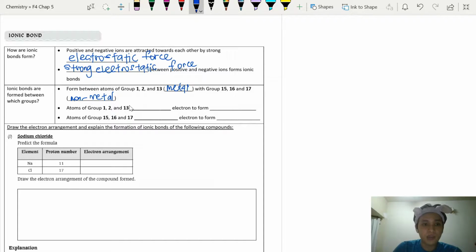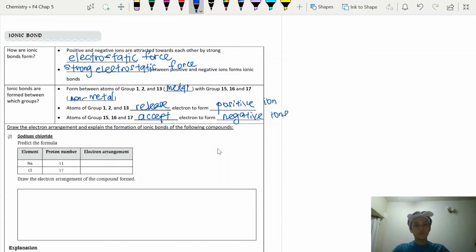Remember I told you before, the metal group, they will always release electrons. Once they release electrons, they become positive ions. And then group 15 until 17, they are going to accept electrons to form negative ions. So remember all these important properties.